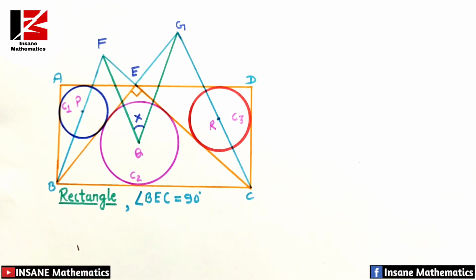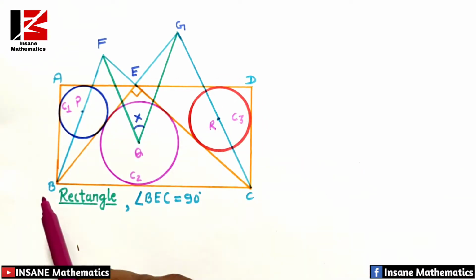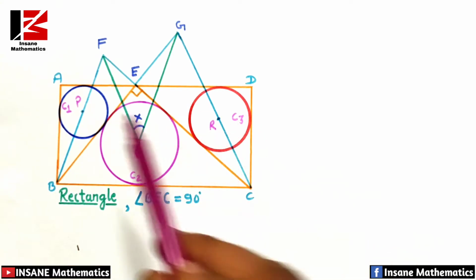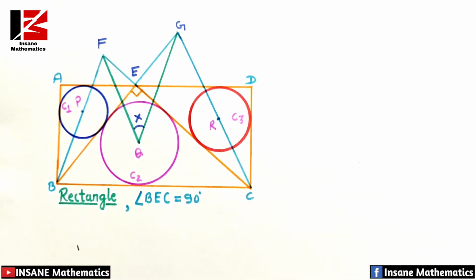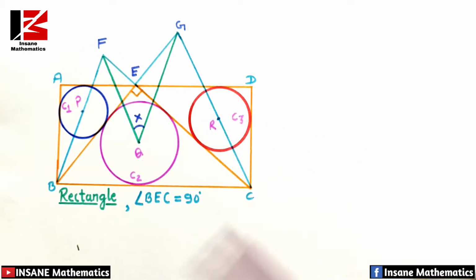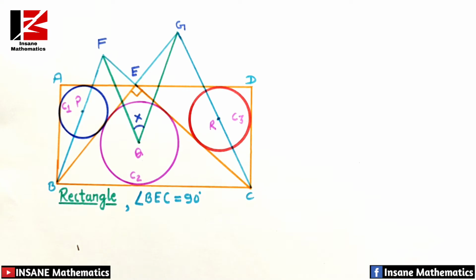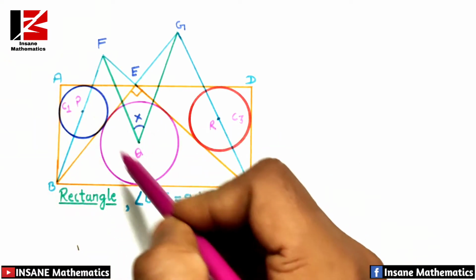Today we are going to discuss a problem in which ABCD is a rectangle, E is a point on AD of the rectangle such that angle BEC is a right angle, C1, C2, C3 are three circles as shown in the figure, P, Q, R are the centers of these circles, extended BP and CE intersect at point F, extended CR and BE intersect at point G. We need to calculate the angle FQG.